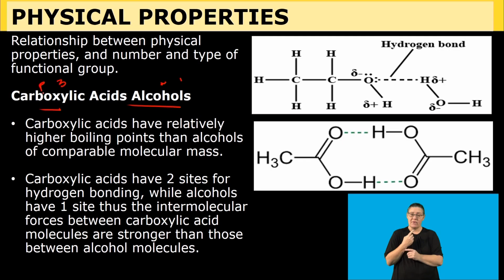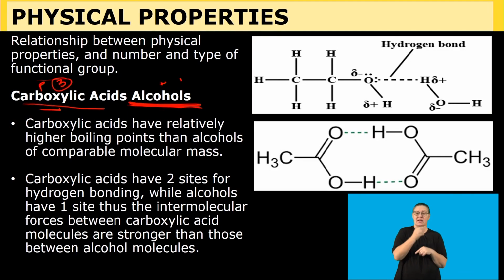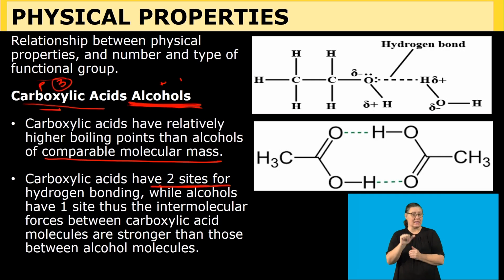If we are comparing a carboxylic acid that has three carbons, we need to do the same thing with an alcohol. It must have 3 carbons. So it must be a propanoic acid and a propanol. So that can be a fair comparison. Carboxylic acids have a relatively higher boiling point than alcohols of comparable molecular mass. Carboxylic acids, as we have said earlier, have 2 sites for hydrogen bonding, while alcohols only have 1 site for hydrogen bonding, which therefore means the intermolecular forces between the carboxylic acids are going to be stronger than those that we find in the alcohol molecule.